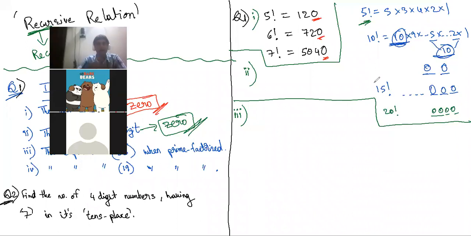Did you understand that 10 factorial is divisible by 100? Because you have 10 into 5 into 2. Okay. Then 15 factorial, will it be divisible by 1000?